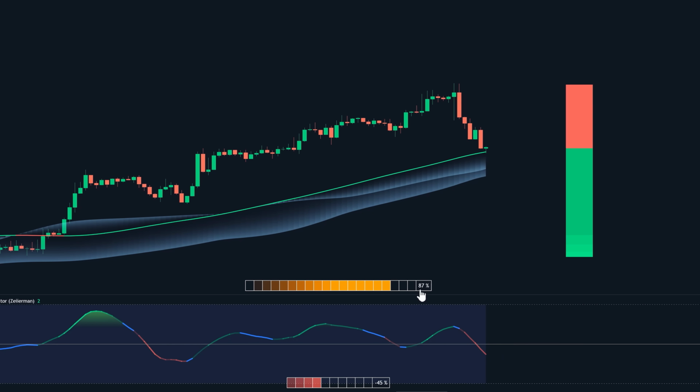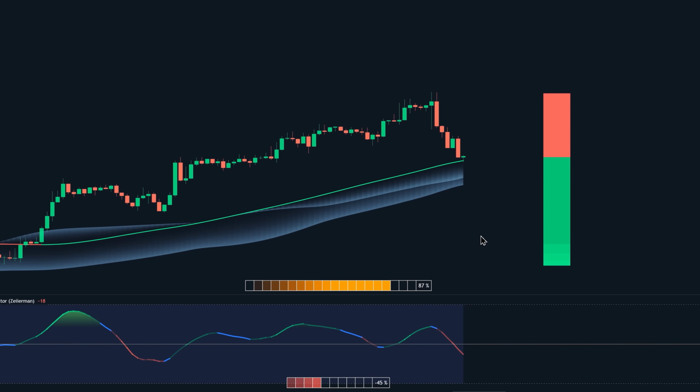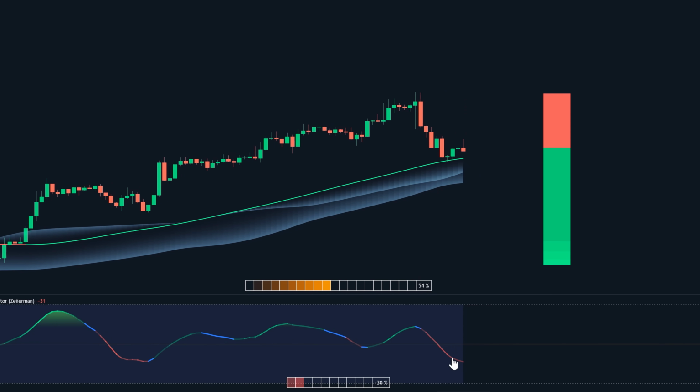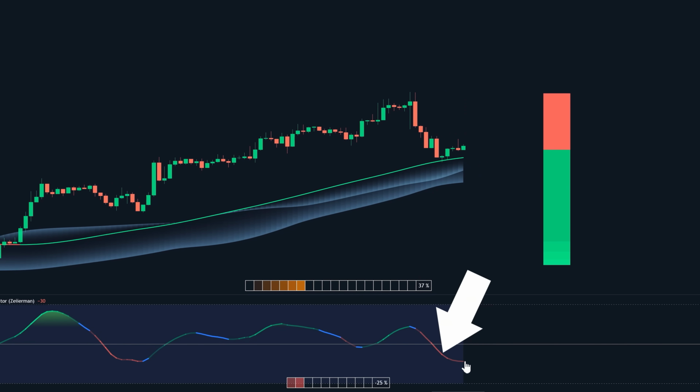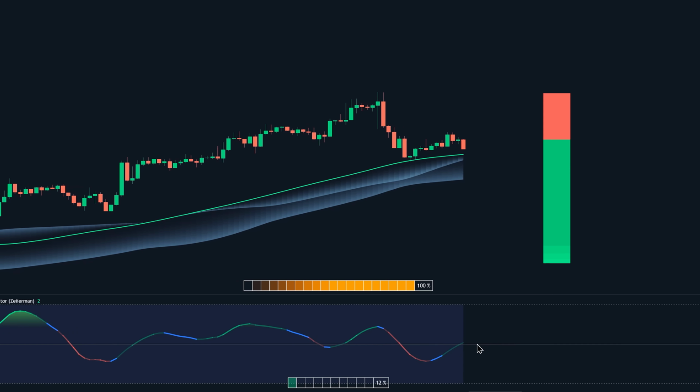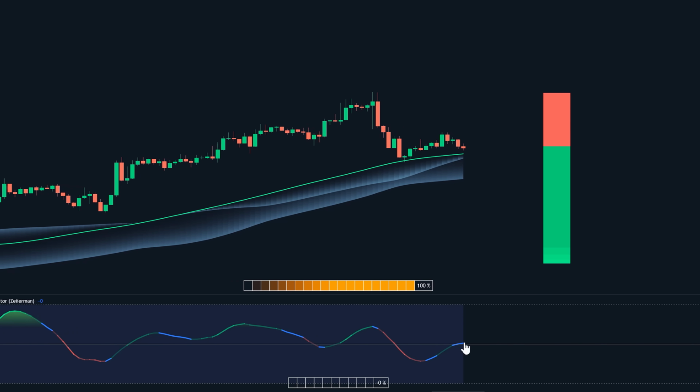Now, before entering the trade, you want to let the market play out until the Kalman Trend Strength Oscillator, this red line, breaks and closes above the 0 level. Here, it just broke and closed above the 0 level, so we take a long position.